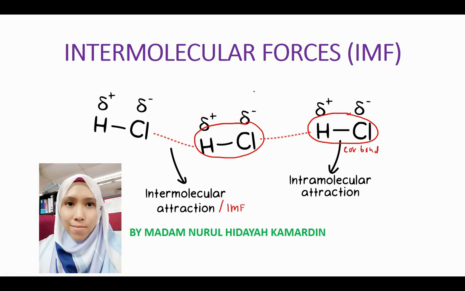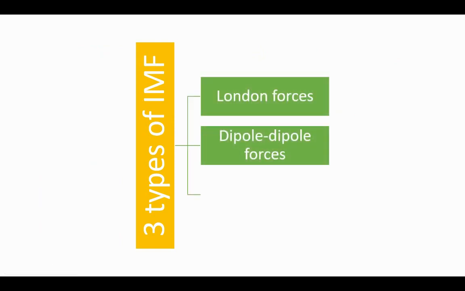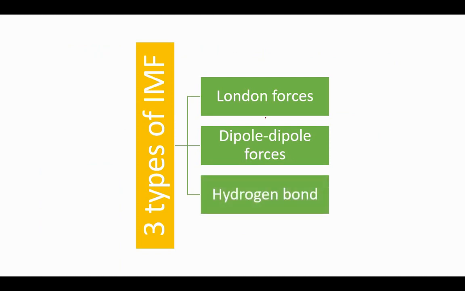So the boiling point of a substance depends on the strength of IMF. So the stronger the IMF, the higher the boiling point. There are three types of IMF. The first one is London forces. Then we have dipole forces. And the last one is hydrogen bond. So London forces and dipole forces are the two types of van der Waals forces.